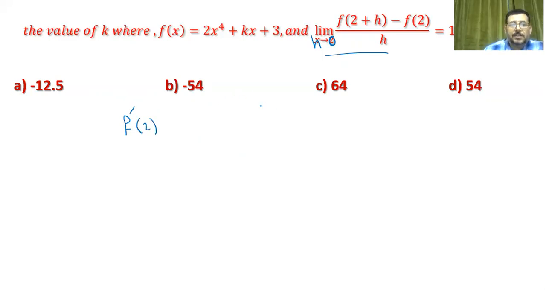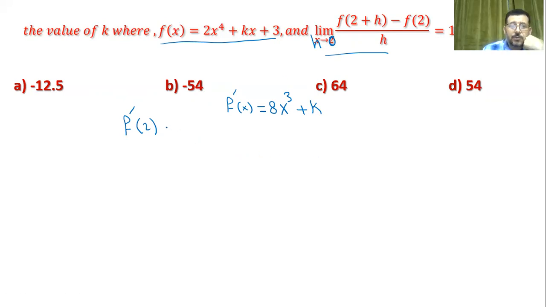I have f of x. I have in the question f of x. So I can get f prime of x. F prime of x equals, first term, 4 times 2, 8, x to the power 4 minus 1, 3. Second term, plus the derivative of kx, derivative of x equals 1, 1 times k equals k, plus the derivative of 3 is 0.